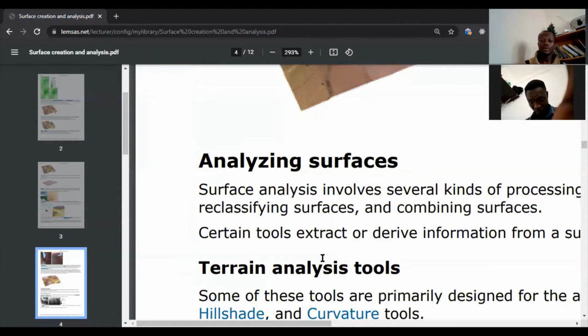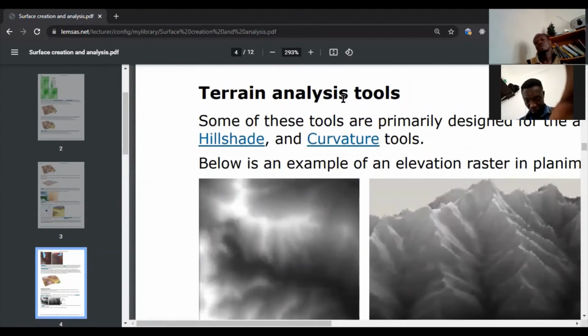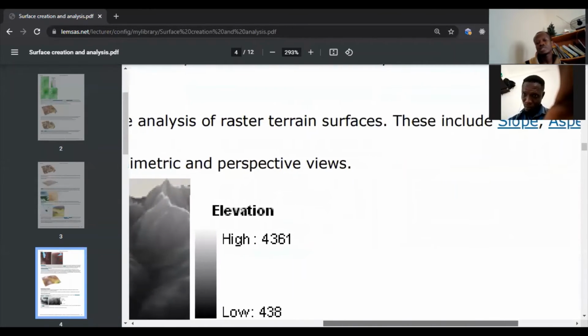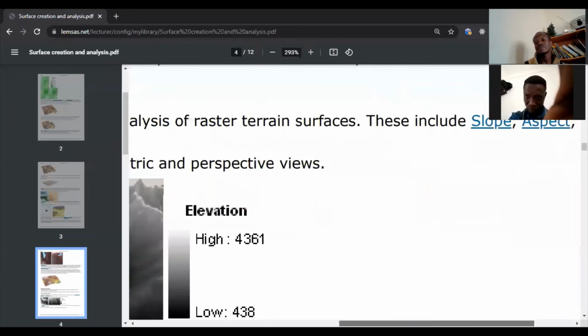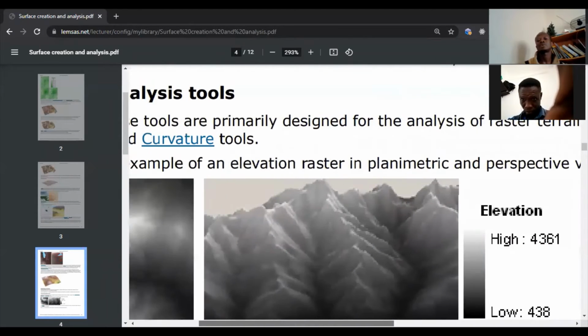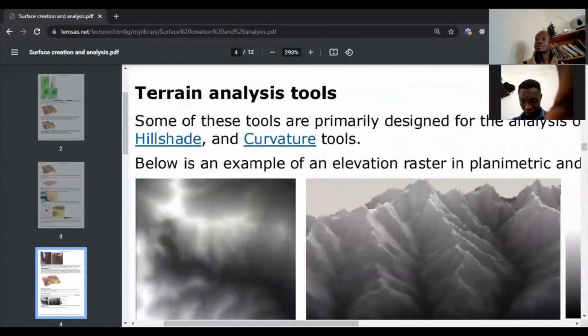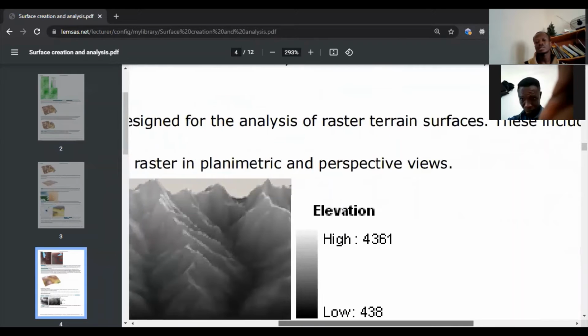Okay, let's talk about terrain surfaces. With terrain surfaces, we can have what we call the slope. We can have the aspects. Are you okay? All right, slope, aspects, and you can have a hillshade. Now normally we generate these surfaces from what we call a digital elevation model. A digital elevation model is a raster in which the values represent elevation. So this is an elevation raster.